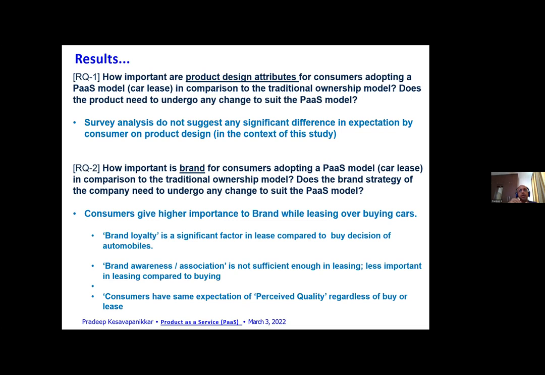The consumers tend to go with a brand which they have experienced before. Brand loyalty is important in such cases. They don't want to possibly take a risk with an unknown player they're not experienced with, and brand awareness itself is not sufficient. The people who lease cars tended also to be loyal to the brand when leasing. And coming to perceived quality, there was no difference in the expectation of quality in the minds of customers, be it buying a car or leasing a car. They had high expectations of quality from the brand, regardless of buying or leasing.